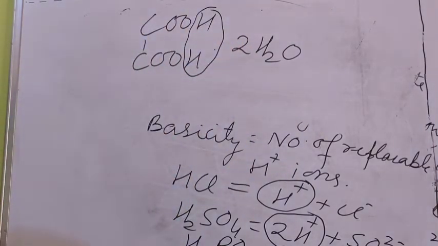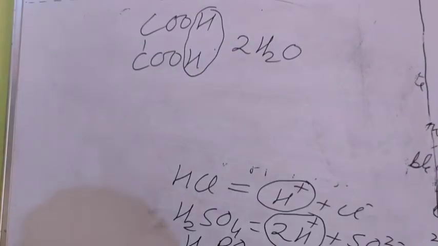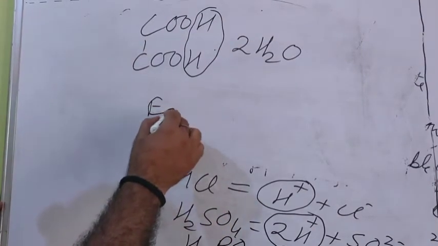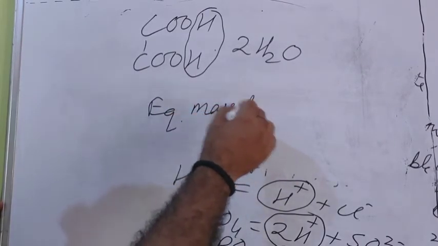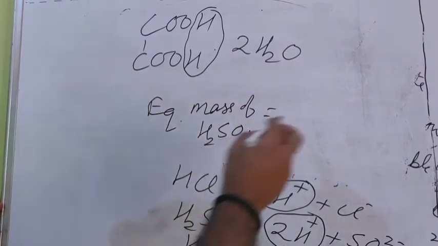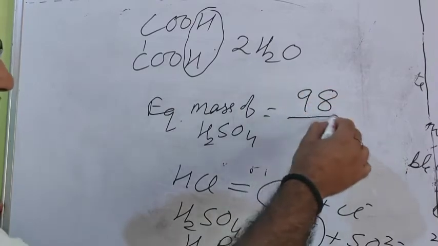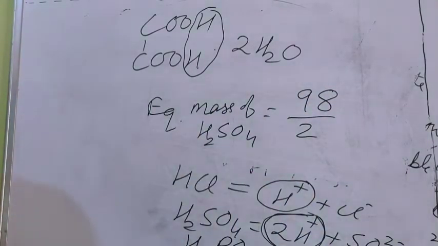So here we can find out the equivalent mass of any one, like sulfuric acid. The equivalent mass of H2SO4 is the molecular mass, that is 98, divided by 2, because there are two replaceable H plus ions. So we can find out the equivalent mass of sulfuric acid.